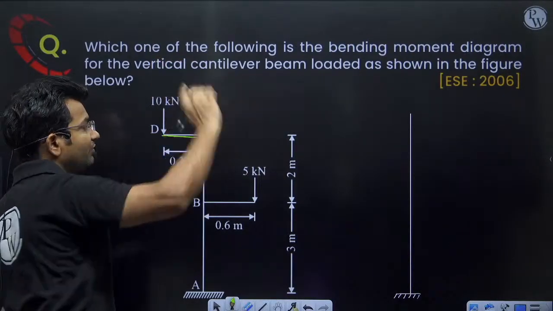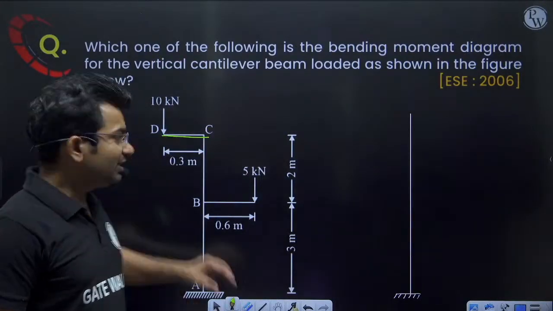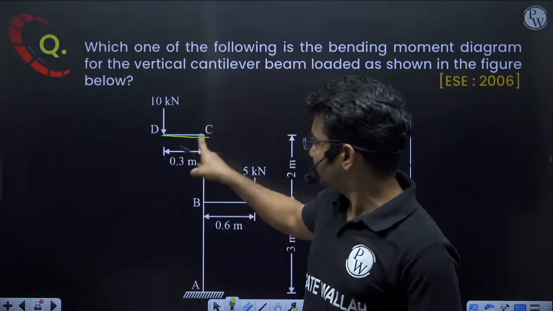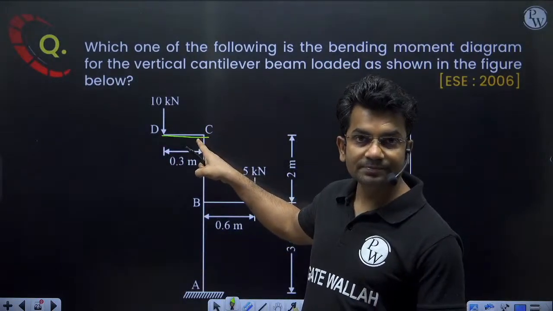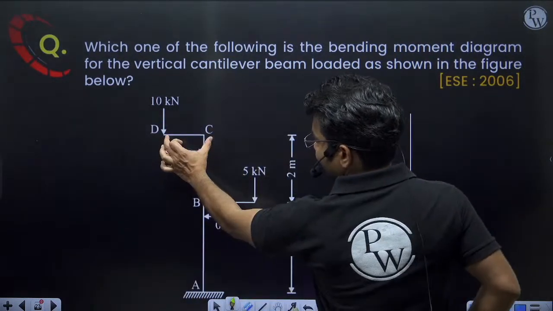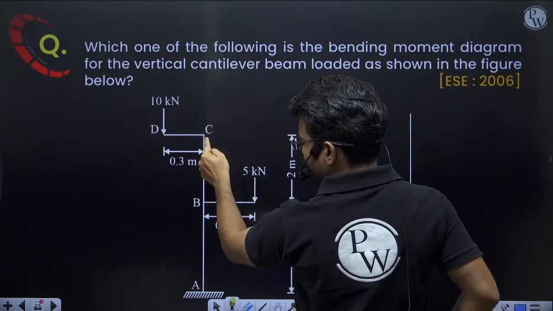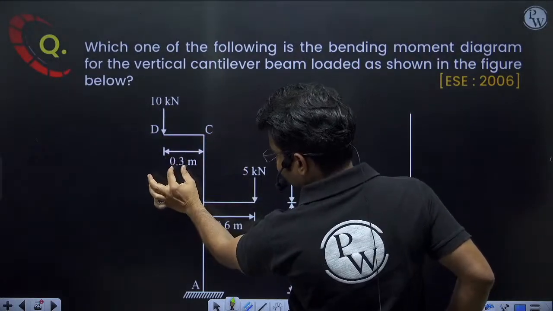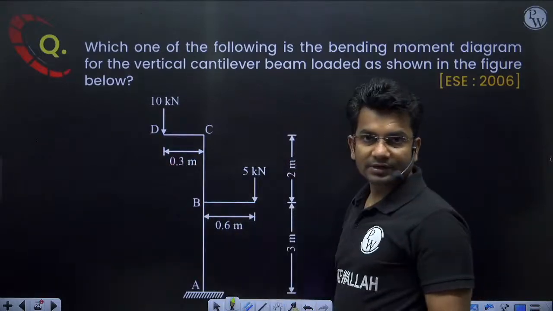On this, a load of 10 kilonewton is applied. When this load of 10 kilonewton is applied, can you tell me how much bending moment will be generated here at point C? It is force into perpendicular distance. How much is the moment generated here? 10 into 0.3, that means 3 kilonewton meter.